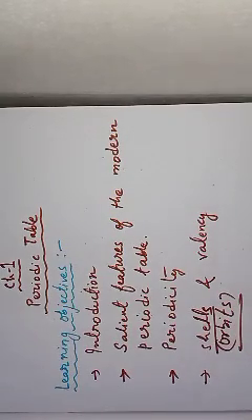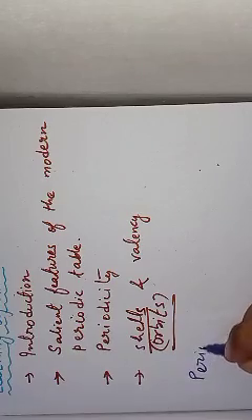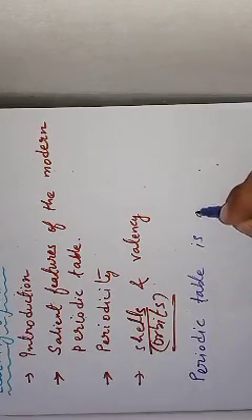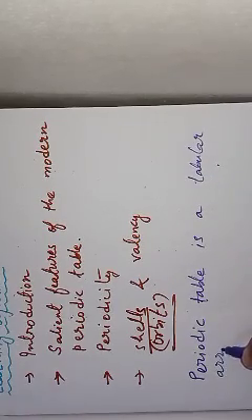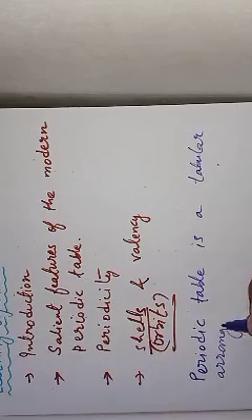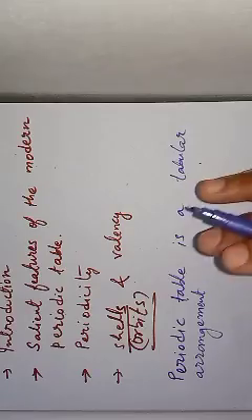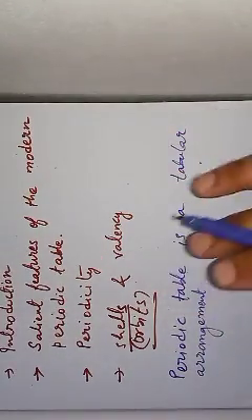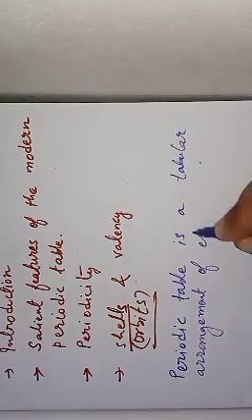Okay, so introduction. Periodic table. What is periodic table? Periodic table is a tabular arrangement. Tabular arrangement means it's a table organized in a proper sequential manner, organized properly, tabular arrangement of elements.